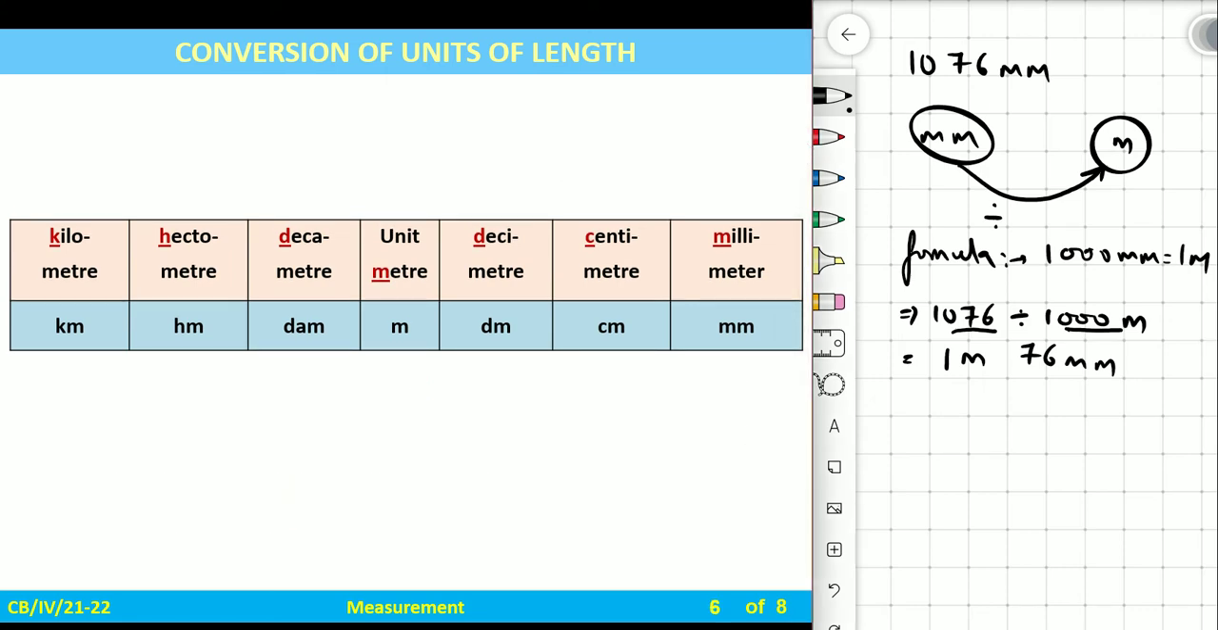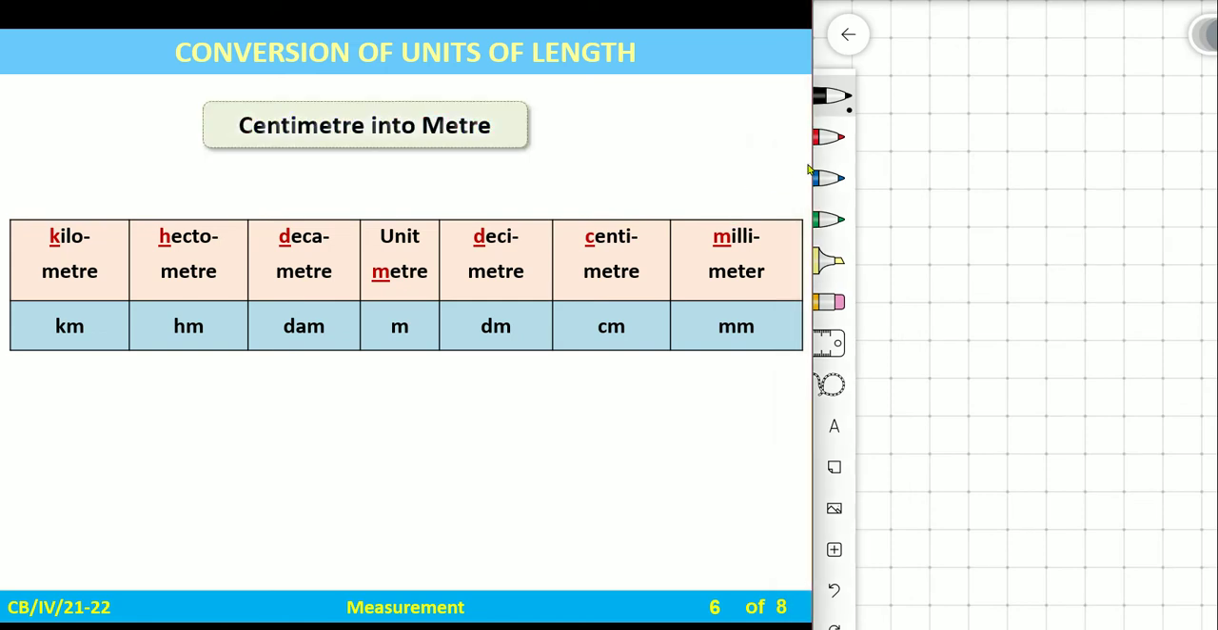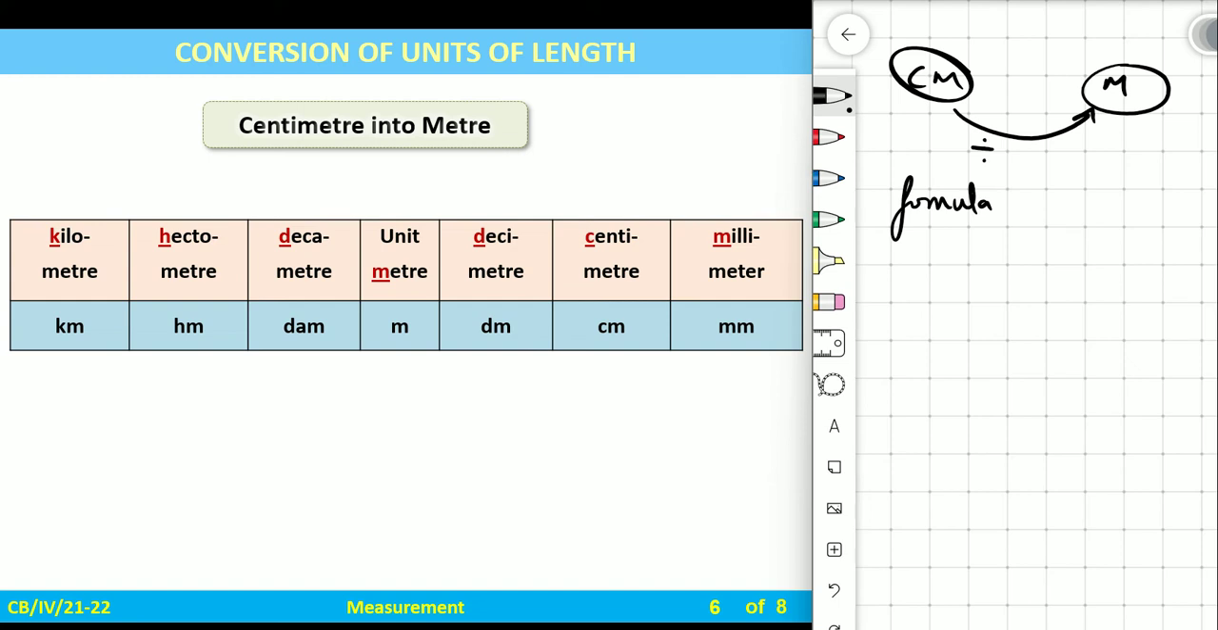Now the next point, centimeter to meter. Converting from centimeter to meter, we have to divide because we are going from a smaller unit to a bigger unit. The formula says 100 centimeter is equal to 1 meter. We all know that 1 meter is equal to 100 centimeter, I'm just writing it backwards. For converting centimeter to meter, we go 2 steps, so we are dividing by 100.